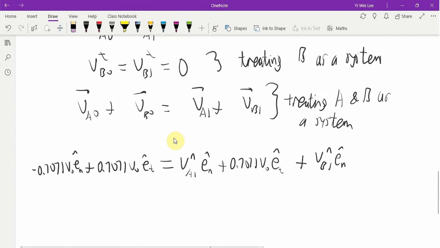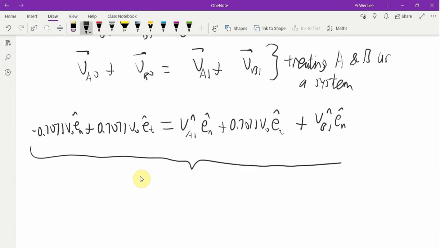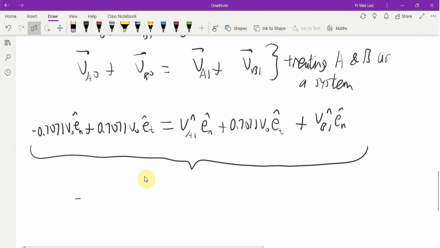Now, we take a look at this equation, and we can actually equate the normal term, right? If we equate the normal term together, it means that we ignore the ET term. We only equate the EN terms. If we equate the EN terms, what we get is that negative 0.7071 V naught equals VA1N plus VB1N. Do you know how I get this equation?